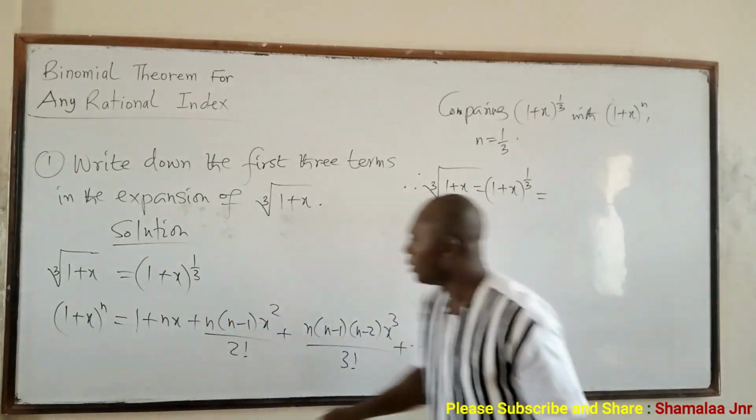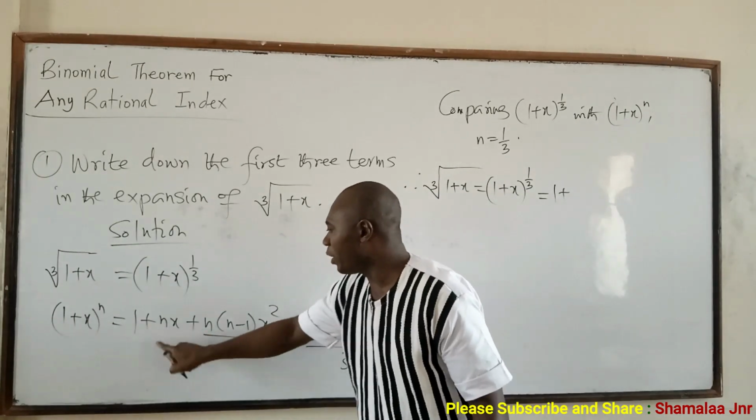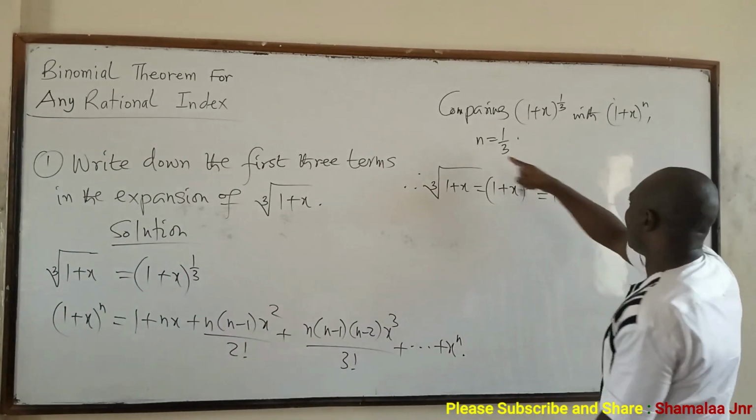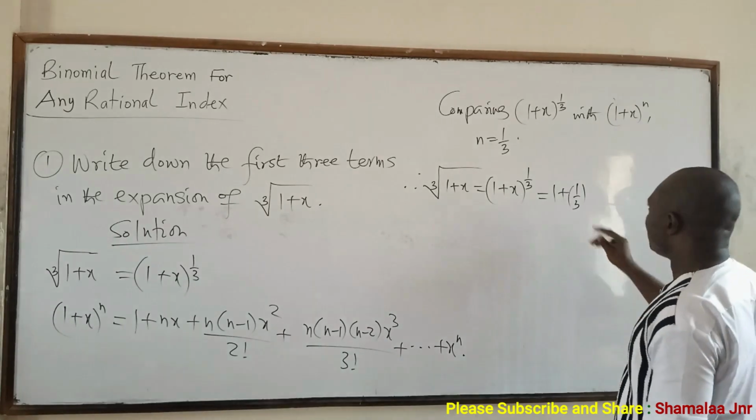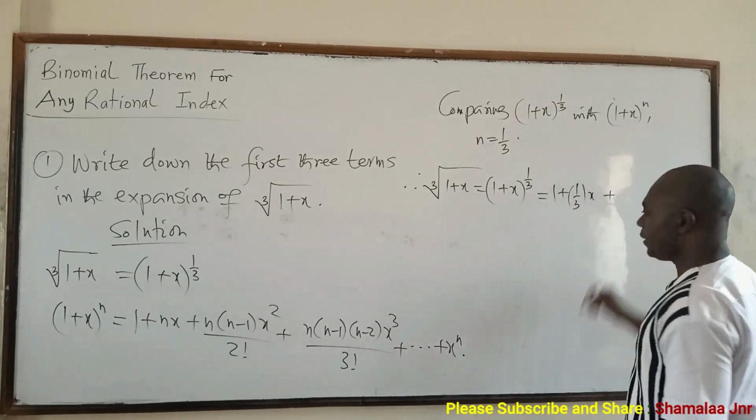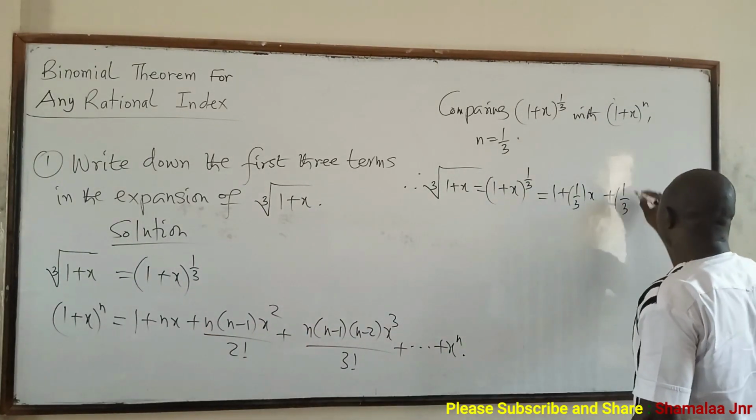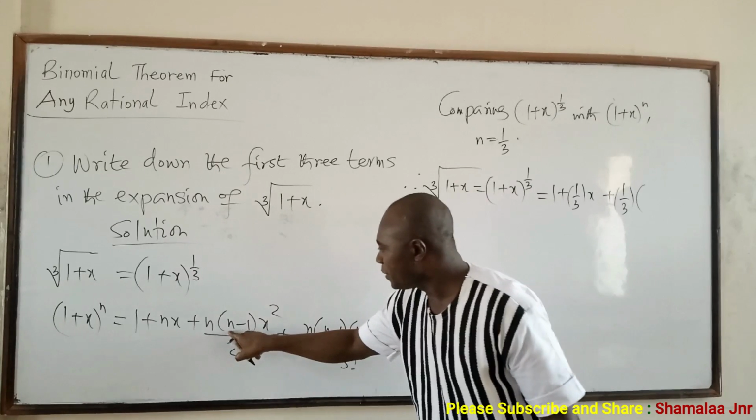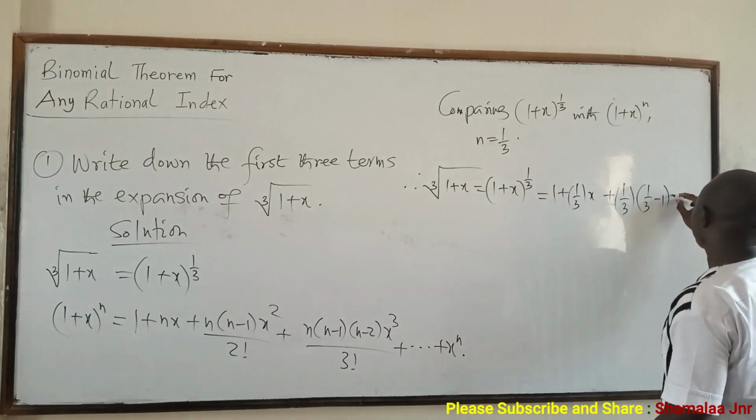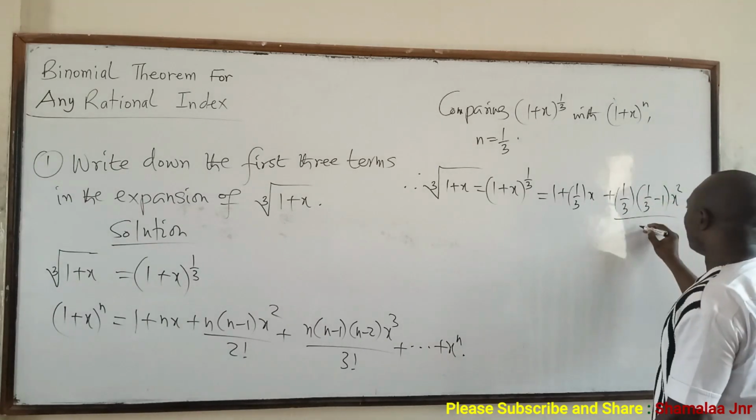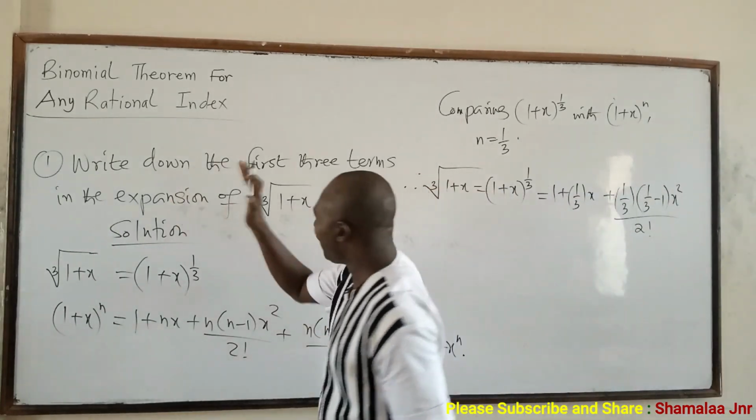The formula says write 1. So I've written 1 and then write n. And n, don't forget that n is 1 over 3. Are you seeing it? So 1 over 3 times x. The x is still x. Plus n. N is 1 over 3. Are you seeing it? And then when you come here, they are saying 1 over 3 minus 1 x squared all over 2 factorial. Don't forget the question we asked to write down the first 3 terms.